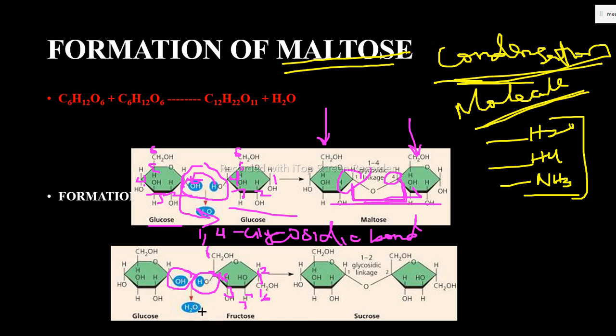So they do condense to lose a water molecule, okay, and the product that is formed. So you can see this one is not the same as this. So this is glucose and this one is fructose. So what is formed therefore is going to be a 1,2 glycosidic bond.